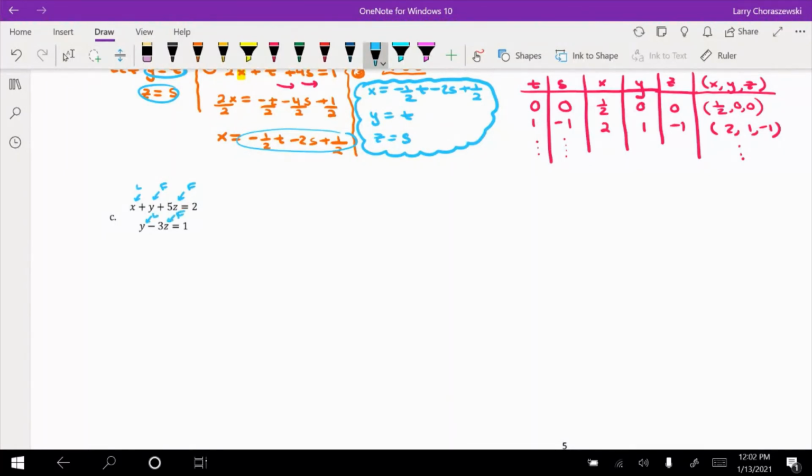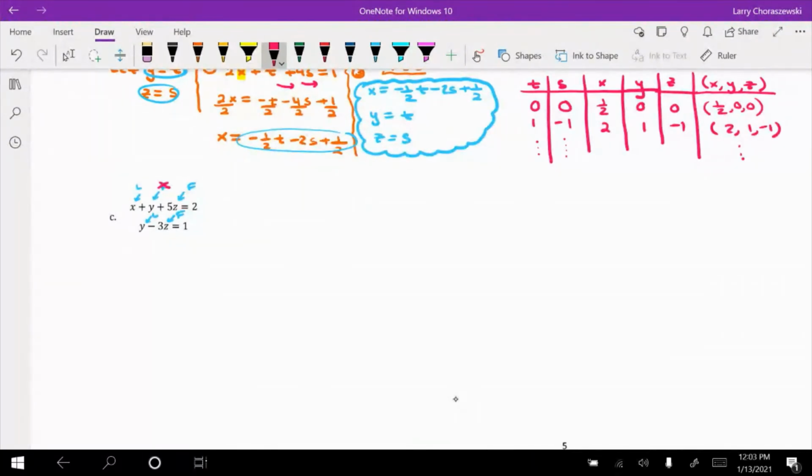Now, if you find that one of your variables is a leading variable in a different equation, then keep that variable as a leading variable, okay? Don't make it a free variable. So what I mean is, we have y as a leading variable in the second equation, but we marked it as a free variable in the first equation. Leading variable will always trump the free variable, okay?